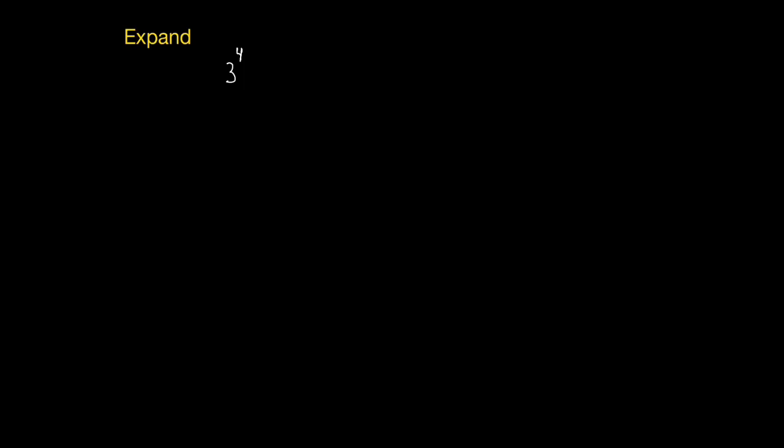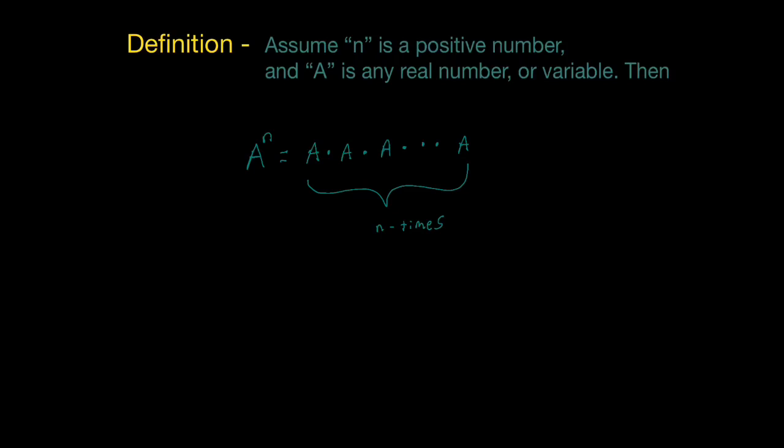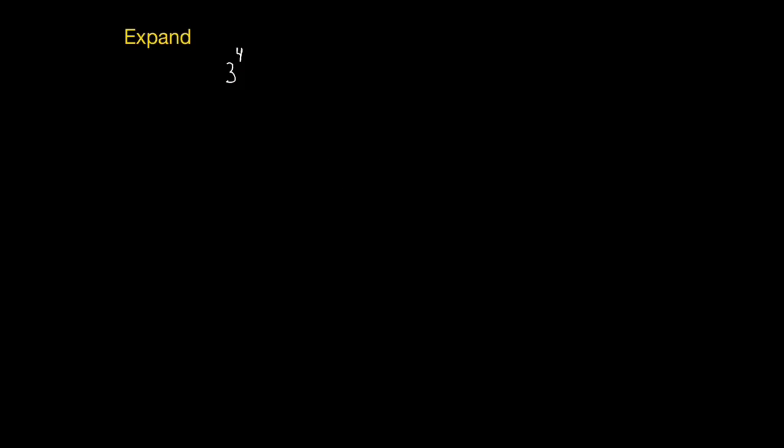So here we have 3 to the 4th power. So using my definition here, I know that 3 to the 4th power is just going to be 3 multiplied by itself 4 times. So here I'm going to write this as 3 times 3 times 3 times 3. And this is exactly 4 times. Alright, so let's expand another one.